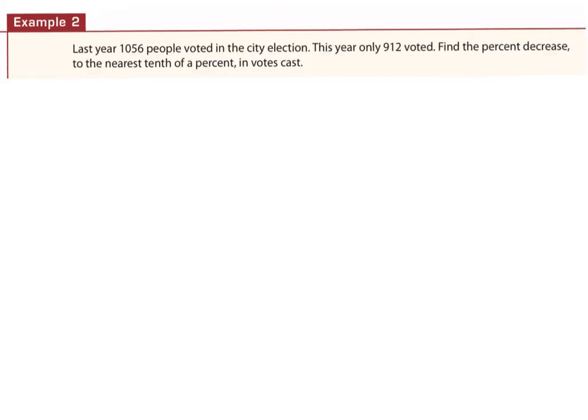Let's look at the next example. Last year, 1,056 people voted in the city election. This year, only 912 voted. Find the percent decrease to the nearest tenth of a percent in votes cast.